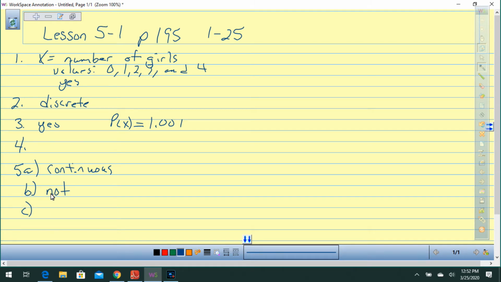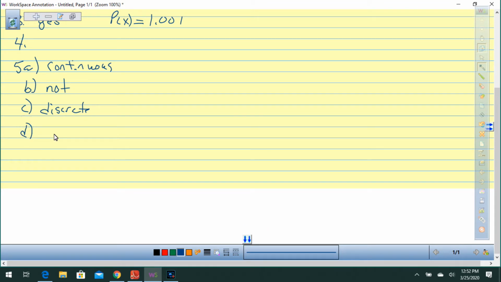C, number of spins of roulette wheels required to get the number 7. That would be discrete. It may take a while, or it may not take any time at all, but you can count the number of times it takes. D, exact foot lengths of humans. Again, that's a measurement, so it is continuous. And then E, shoe sizes such as 8 or 8.5 of humans, that is discrete.